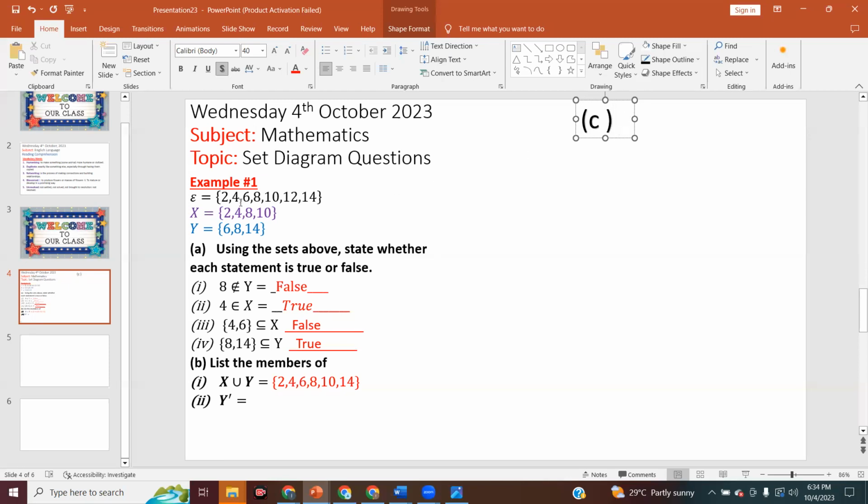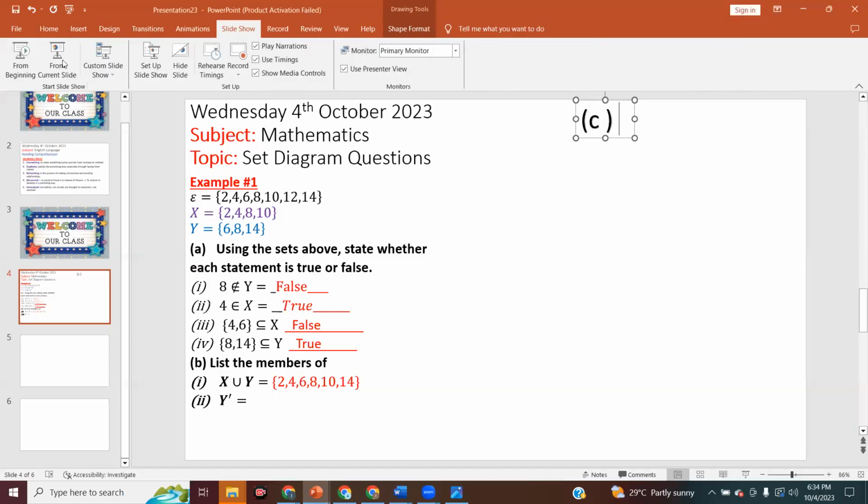All right, Y complement. What does Y complement mean? All numbers except Y. Say it again. Everything besides Y. Everything except for Y. So everything inside the universal set except for Y.